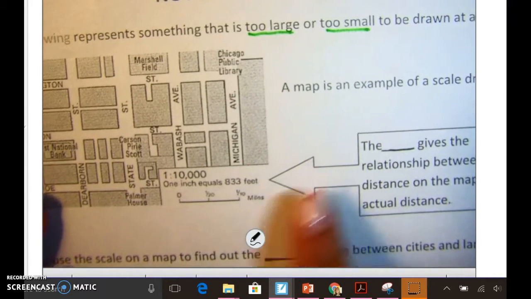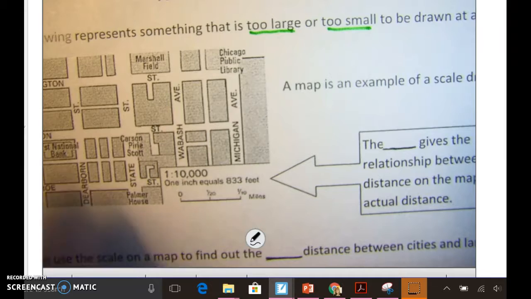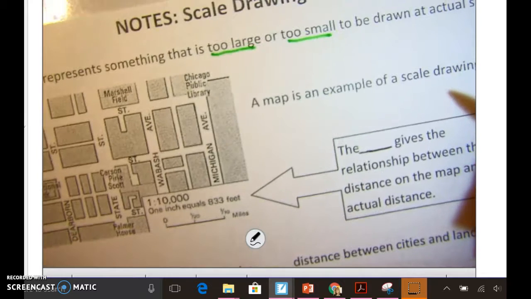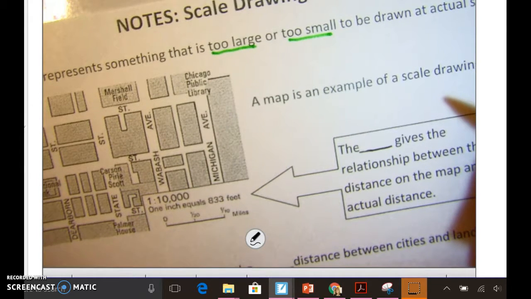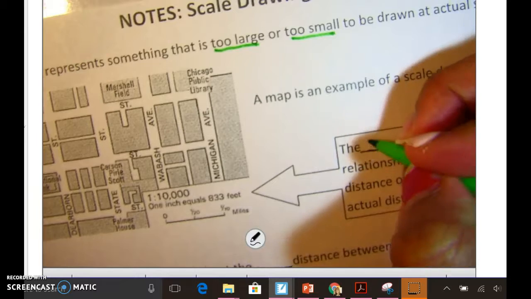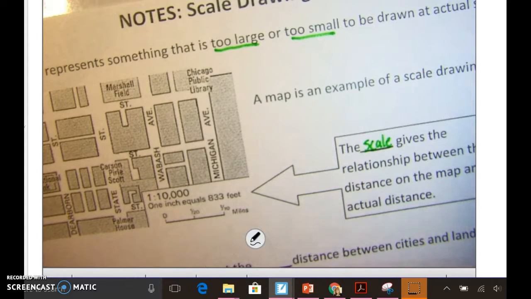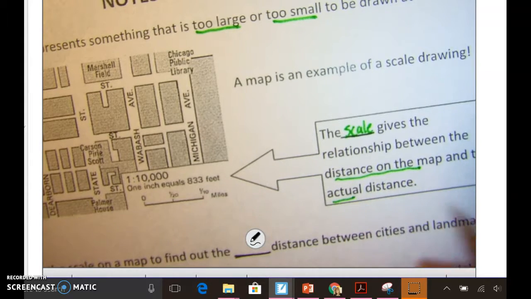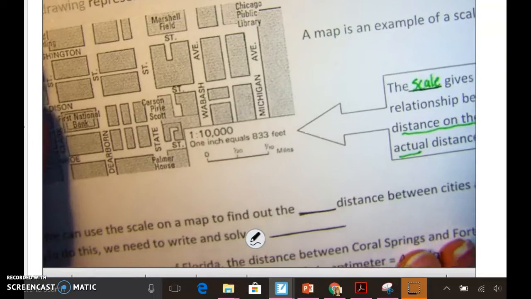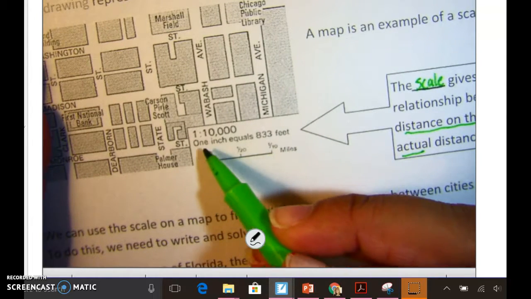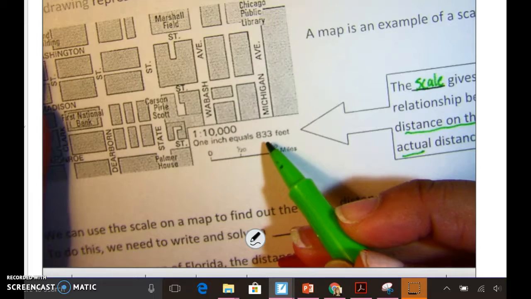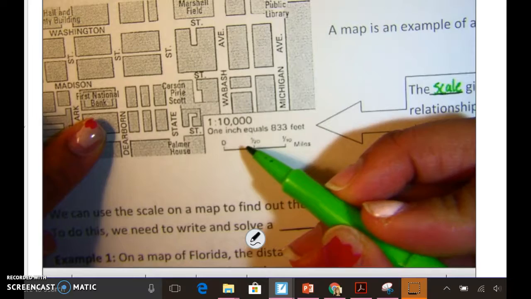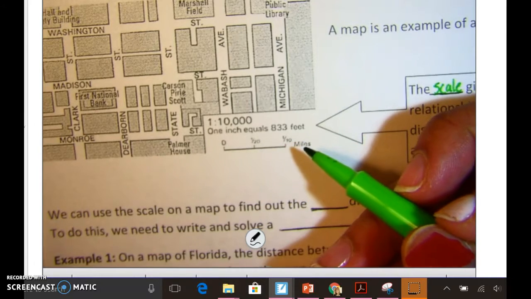A city and its streets would be too big to draw if we tried to draw them in their actual size, but if we make a scale, then we can represent everything that we see. So the scale gives the relationship between the distance on the map and the actual distance. When you look here, every 1 inch equals 833 feet in real life. So when you measure 1 inch of a street here, it's actually 833 feet in real life.